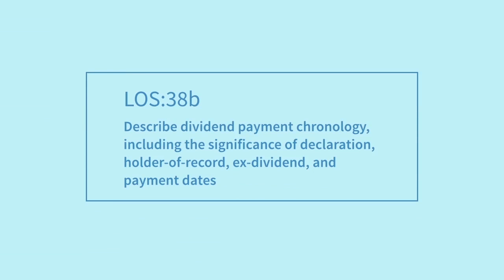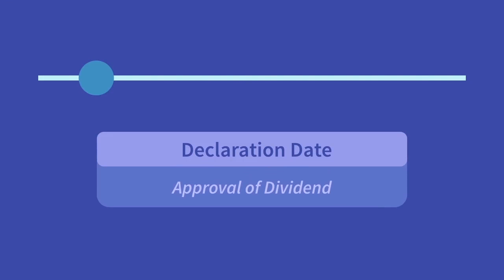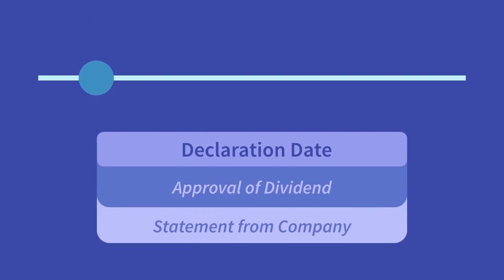Describe dividend payment chronology, including the significance of declaration, holder of record, ex-dividend, and payment dates. The declaration date is the date that the dividend is approved by the board of directors, the date that payment becomes official. On this date, the company will issue a statement declaring the type and details of the dividend.